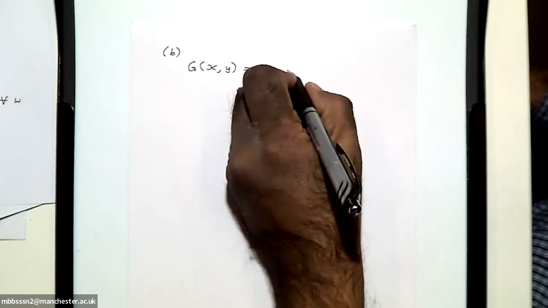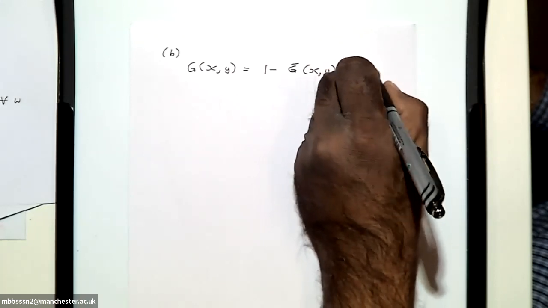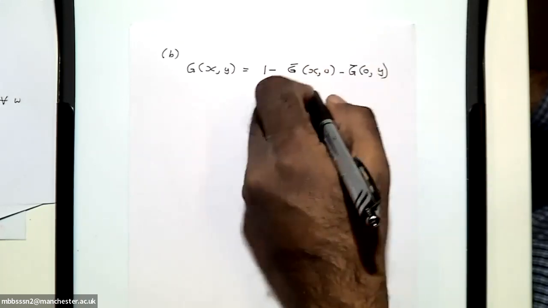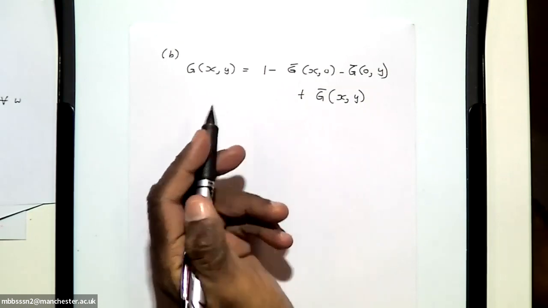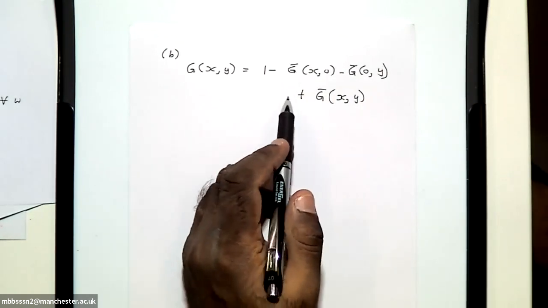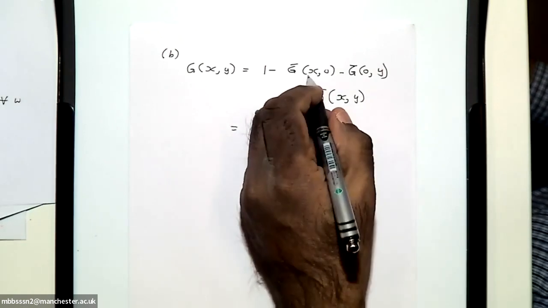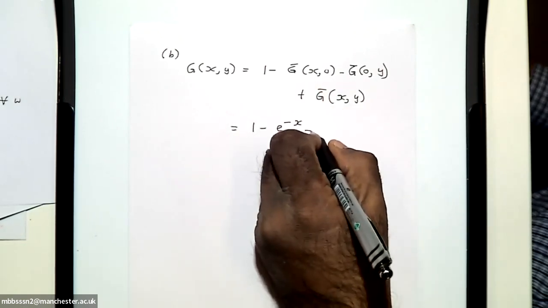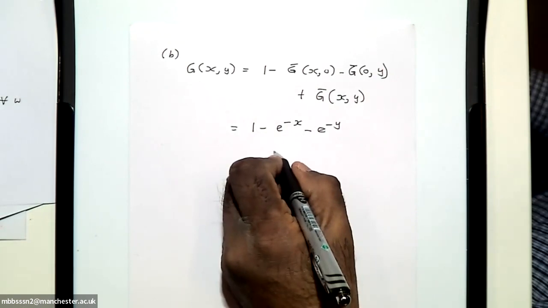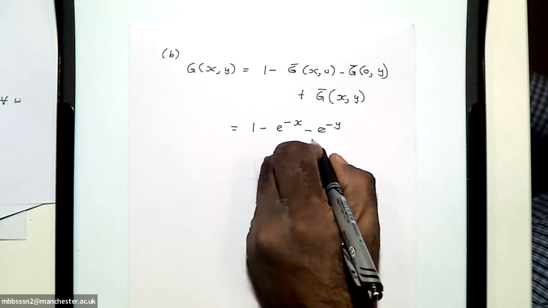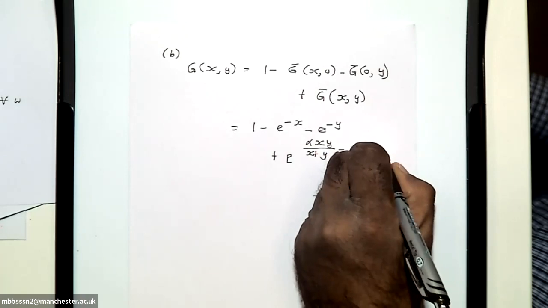You may recall this is a formula I gave you a long time ago. This is one of the formulas I gave you some time ago, right? The relationship between the joint CDF and the joint survival function. If you look back, we know that this guy is exponential, and this is also exponential, and this is given in the question, which is plus e to the alpha x y divided by y minus x y. So that's part B.